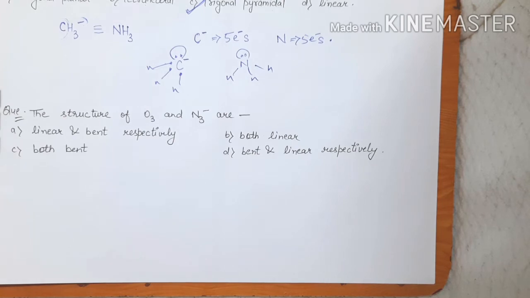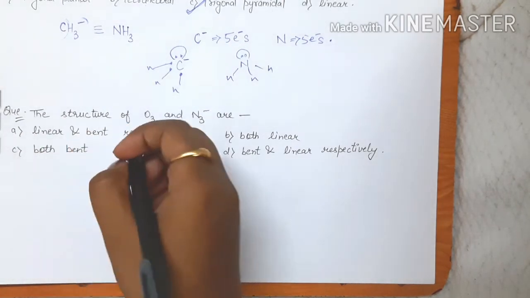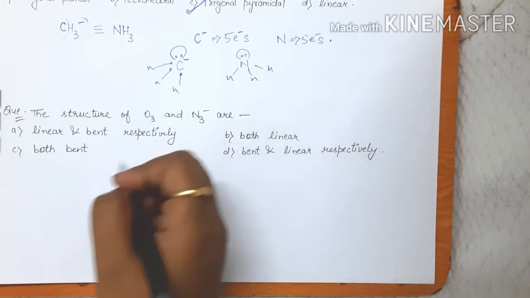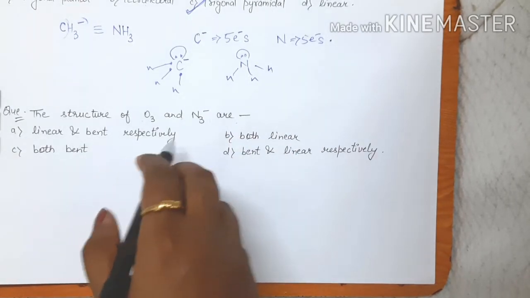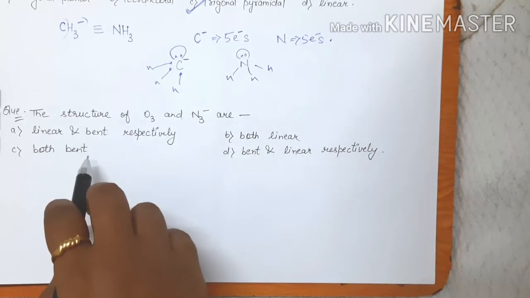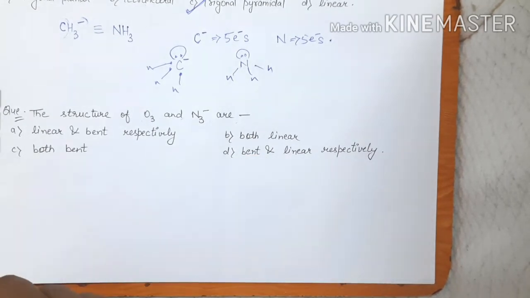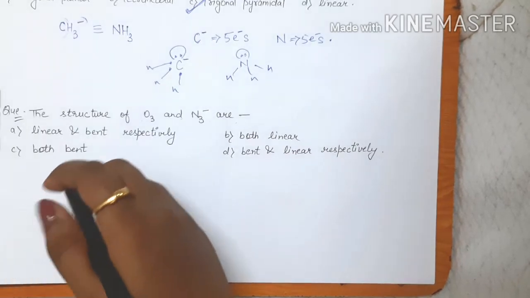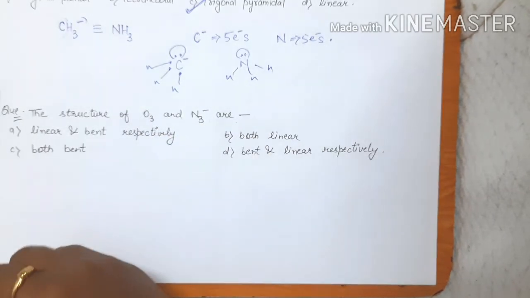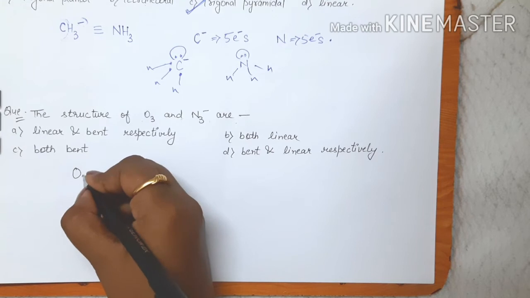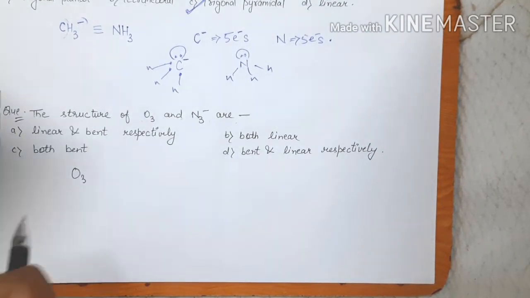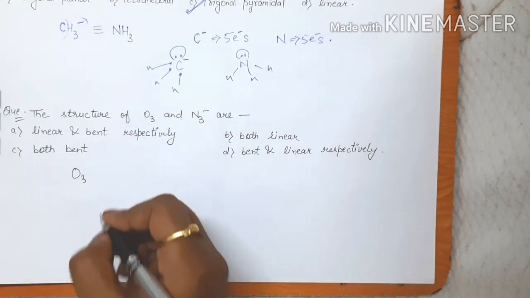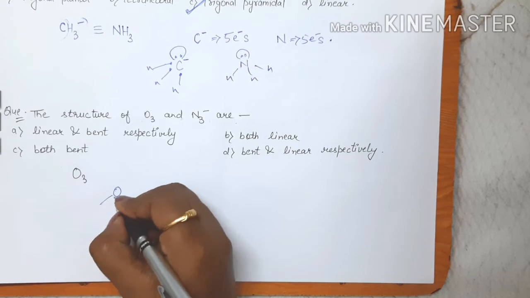The next question says that the structure of O3 and N3 negative are, and the options given are linear and bent respectively, both linear, both bent, and bent and linear respectively. So basically we have to find out the structures of O3 and N3 negative. For O3, we all are studying O3 structure from the very beginning. It is like this.